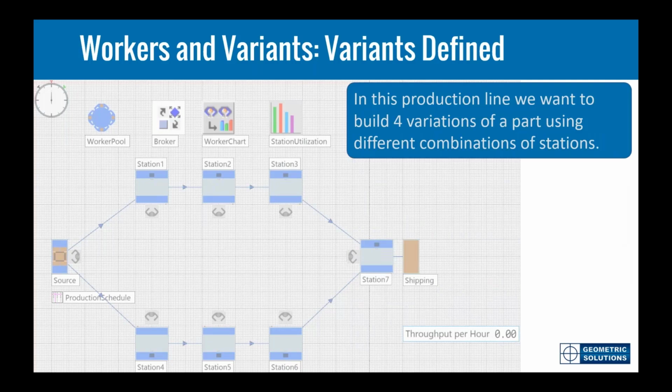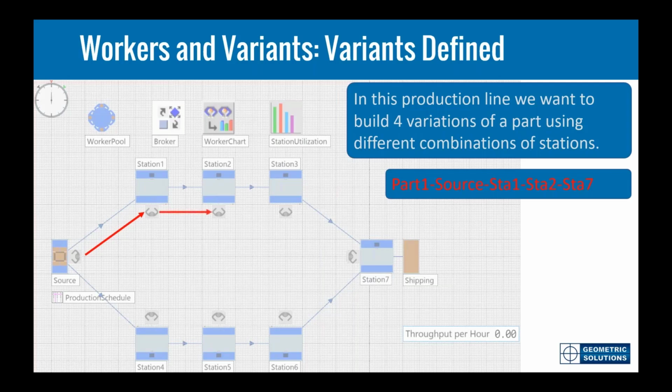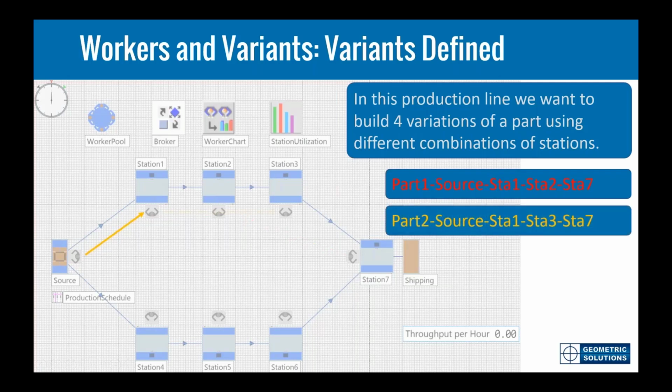In this production line, we're going to build 4 variations of a part using different combinations of stations. Well, how do we do that? For part 1, we'll go station 1, station 2, and then station 7. That's what's going to build this first variant, which is part 1. We always start at the source. We take our product to station 1, 2, and drop it off at station 7, and we continue that cycle for part 1. Now, part 2 goes to station 1, then to station 3, then to station 7. That produces our second variant.